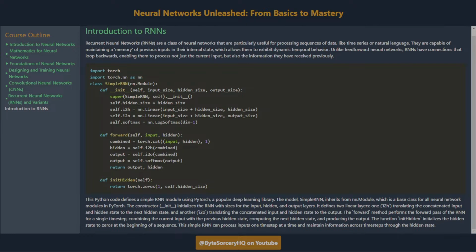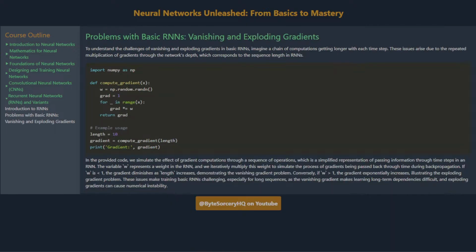Problems with basic RNNs: vanishing and exploding gradients. To understand the challenges of vanishing and exploding gradients in basic RNNs, imagine a chain of computations getting longer with each time step. These issues arise due to the repeated multiplication of gradients through the network's depth, which corresponds to the sequence length in RNNs.